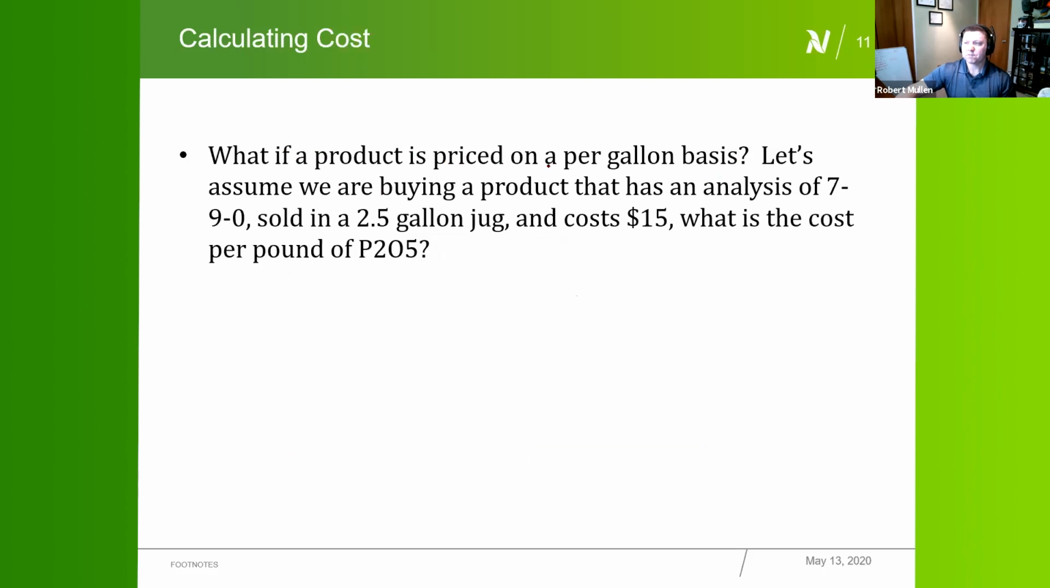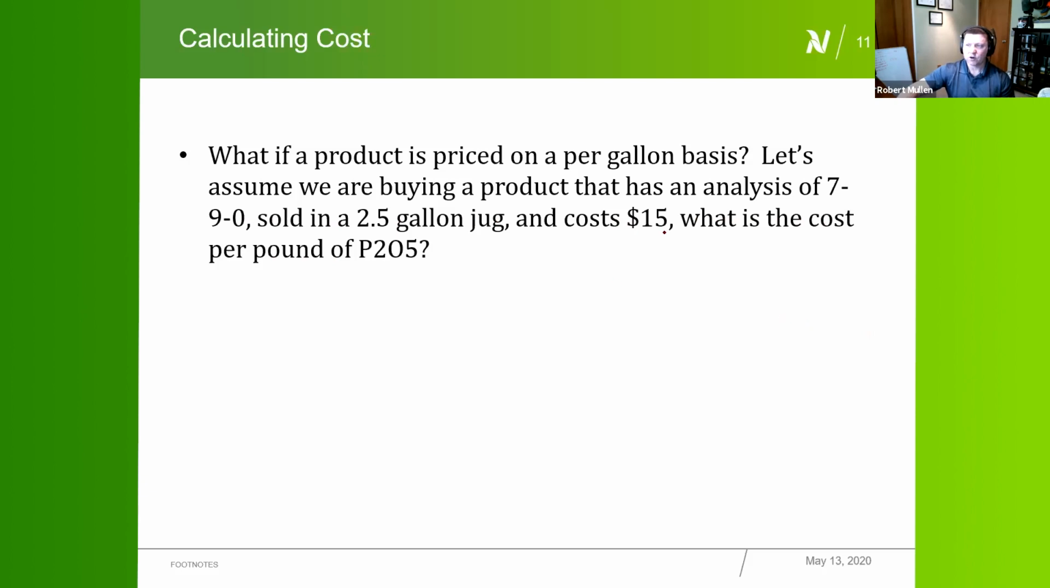What if a product is priced on a per gallon basis? Let's assume we're buying a product, and you can't go buy this off the shelf, by the way. I've made this up. This is a totally fabricated product. If I'm buying something that's got a 7-9-0 analysis that's sold in a 2.5 gallon jug and it costs $15, what is the cost per pound of P2O5?